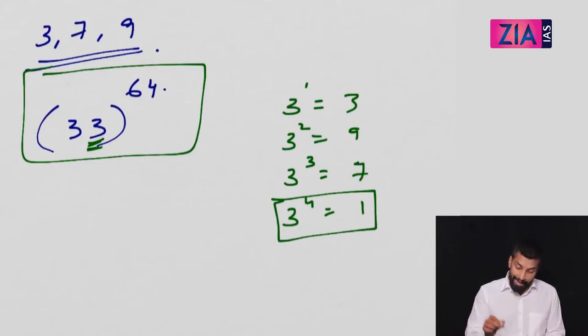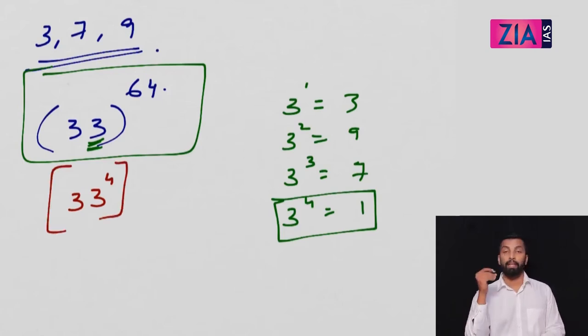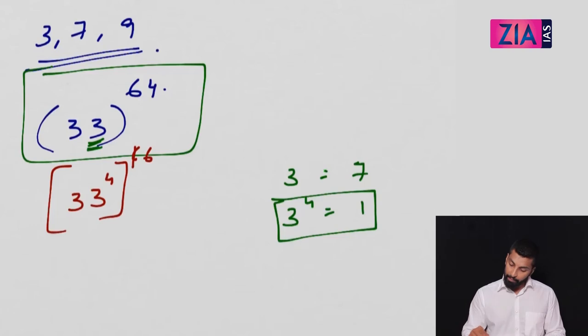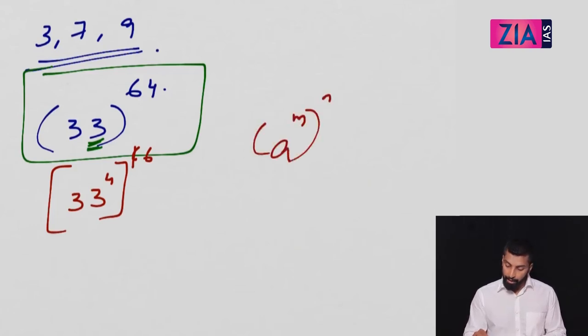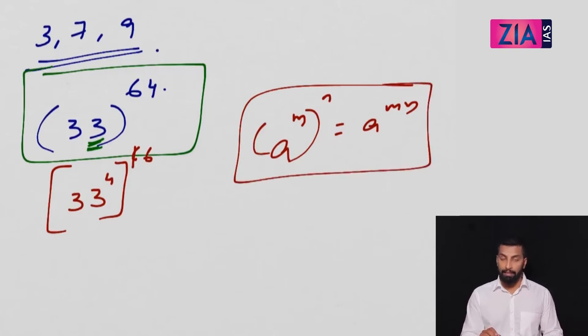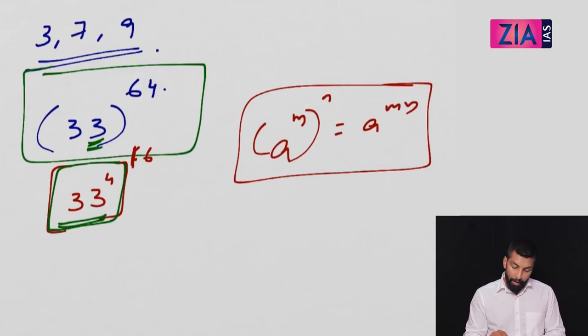So you can rearrange 33 raised to 64 as 33 raised to 4, whole raised to 16. The reason is the last digit of 33 raised to 4 will be 1. Then whatever is left out, that is 16. Right? What property are you applying here? A raised to m raised to n is equal to a raised to mn. This is the property you have used to factorize like this. So 64 is covered. Now what is the idea? The number in this bracket will be ending with 1, then the power is 16. We can solve.